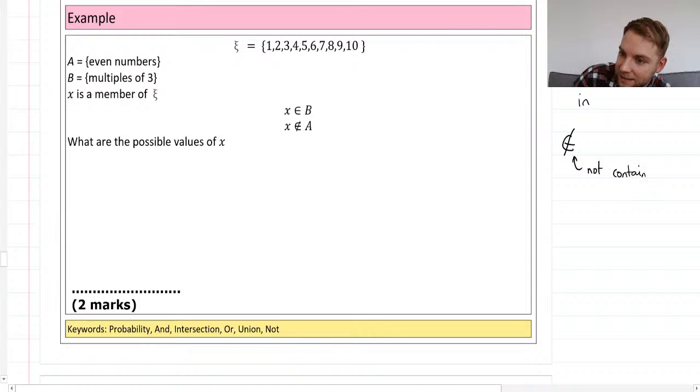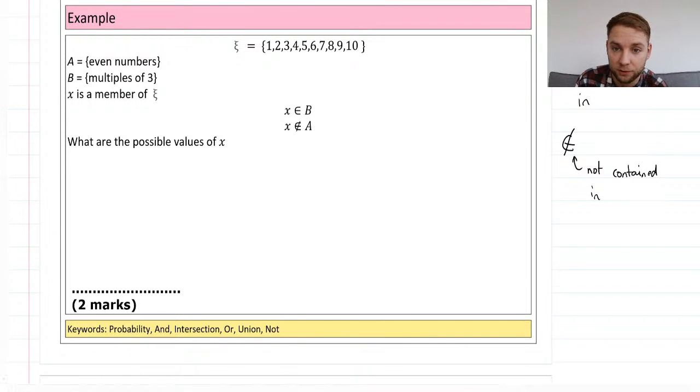Now this is what we're testing here. Do you understand that this symbol means it's in B, but it's not in A? That's what it's telling us. So we think about all of these new symbols. So with this question here, let's write this one down. I think this one's example 8.